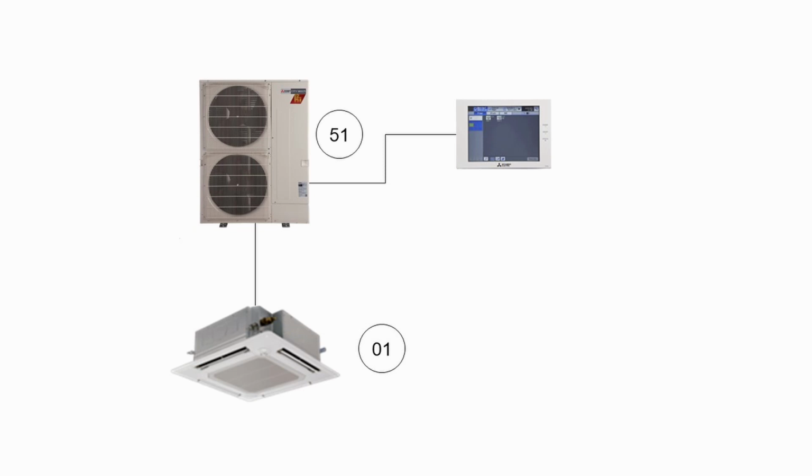The outdoor unit is the next component we would address. It will be 50 higher than the lowest addressed indoor unit connected to it, so that makes the outdoor unit 51. The centralized controller on a small system will always be left at 0.